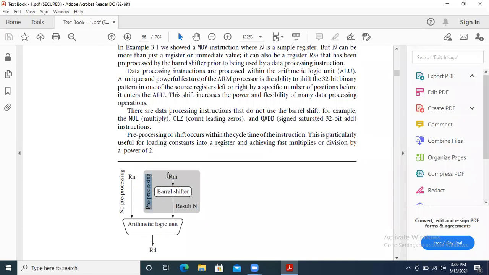So whatever input value we give, we have to apply a barrel shifter, and that result we give for the execution. That value we pass to the ALU, meaning arithmetic logical unit. Then we get the output here. So this is your simple move instruction, and this second part is called a barrel shifter here. I'll take a simple example so you understand very clearly here.